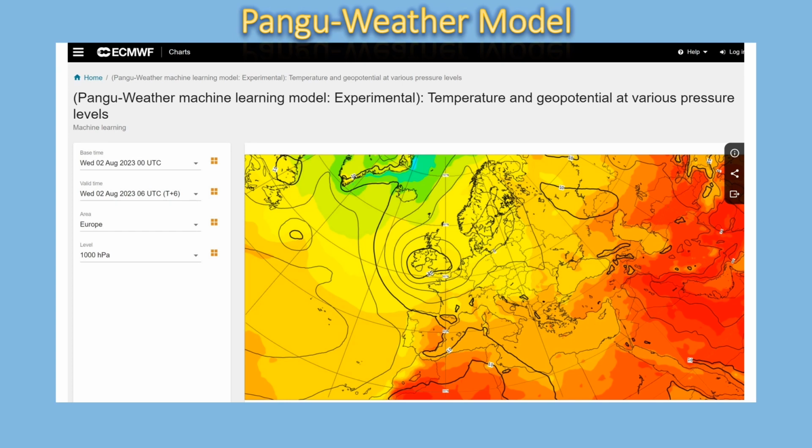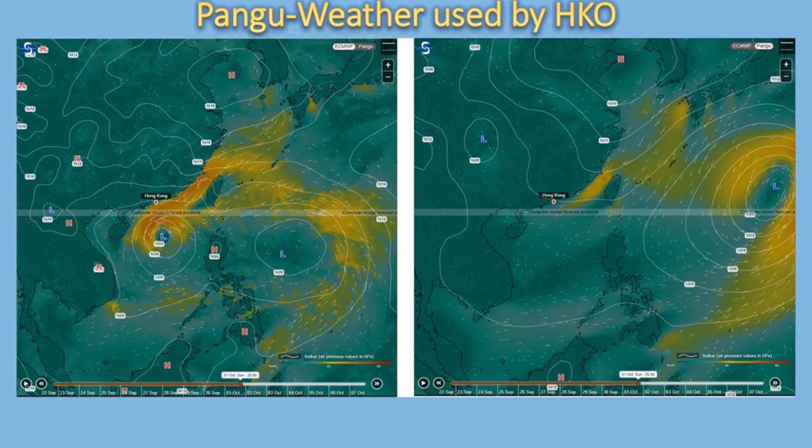Among these tools is the Pangu-Weather Model, a prime example of the machine learning models employed by the Hong Kong Observatory to predict the track and intensity of tropical cyclones. The Pangu-Weather Model is a proof of the power of artificial intelligence in weather forecasting. By sifting through huge volumes of data, this model discerns patterns and anomalies that escape the human eye. It examines historical weather patterns and current atmospheric conditions. It uses complicated algorithms to simulate the future movements of these unpredictable tropical cyclones.